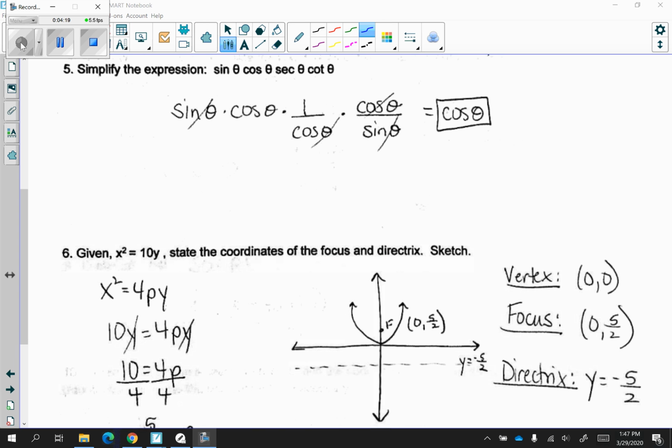Next, for number 5, simplify the expression sine theta, cosine theta, secant theta, cotangent theta. So this is a question that we did in the last unit. I simplified secant theta to 1 over cosine theta and cotangent to be cosine theta over sine theta. And you cross out what they have in common. So sine theta gets crossed out, cosine theta, and you end up with cosine theta.